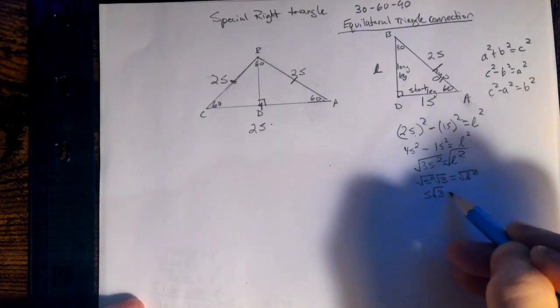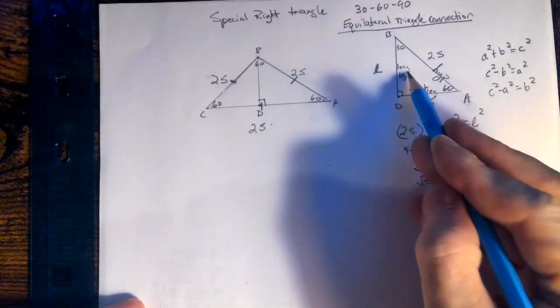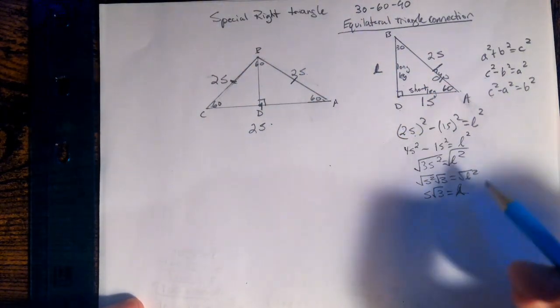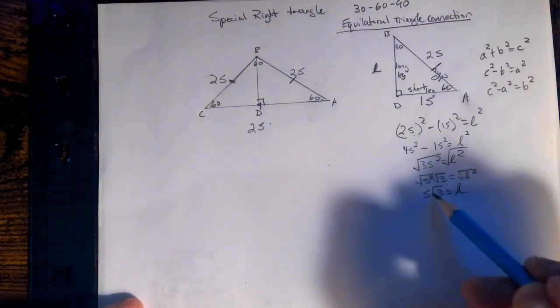So the long leg, which is L, is equal to the short leg times the square root of 3.